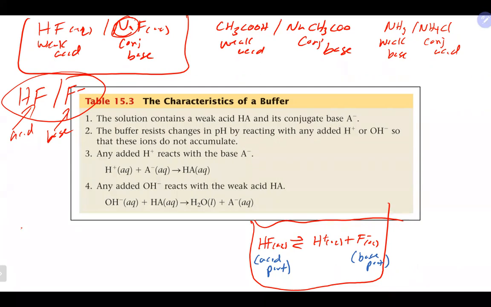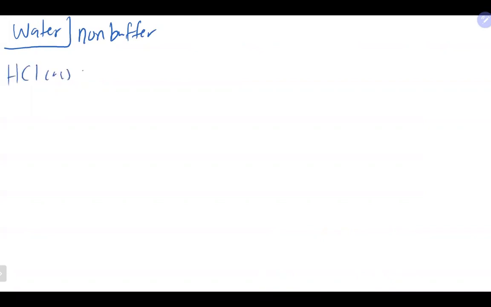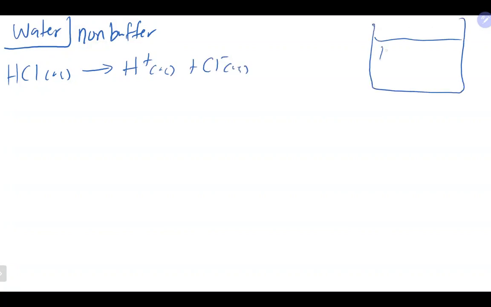So let's see how it really does work here. Let's start with a non-buffer solution. Also, what you're going to use today, which is everybody's favorite, water, is a non-buffer. If I take my strong acid, like hydrochloric acid, and I add it to water, it will, as we've been talking about, break apart into H plus and Cl minus, which means my beaker over here, as I drew a second ago, will have a lot of H plus and some Cl minus.